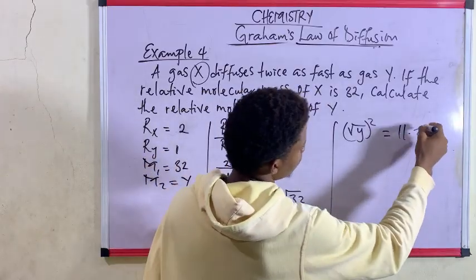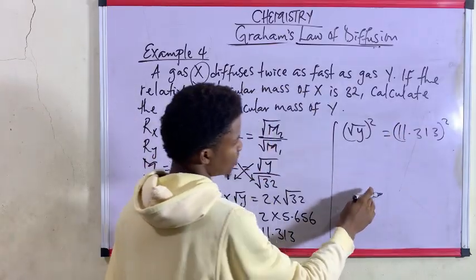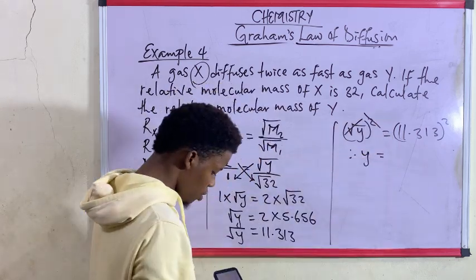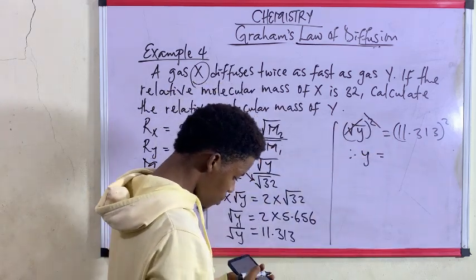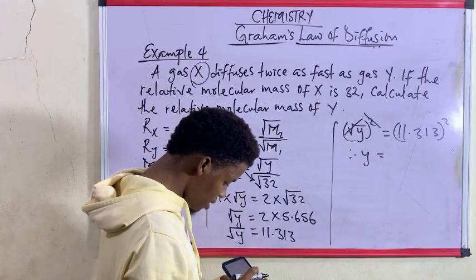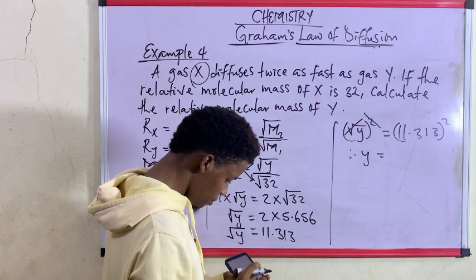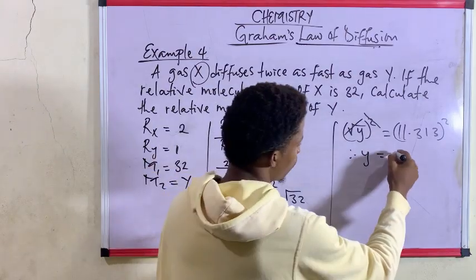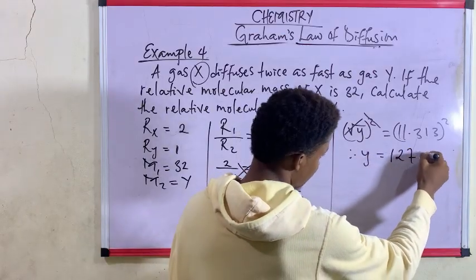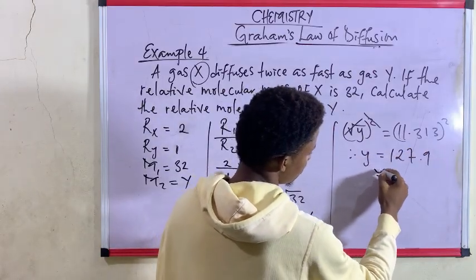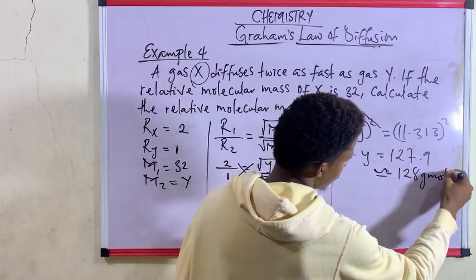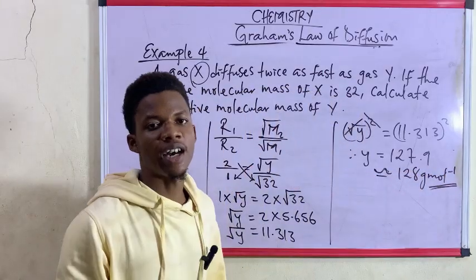Okay, so we also square this. The square cancels out the square root, therefore Y is equal to, in our calculator, 11.313 squared, that will give us 127.9, approximately 128 grams per mole. So this is our answer.